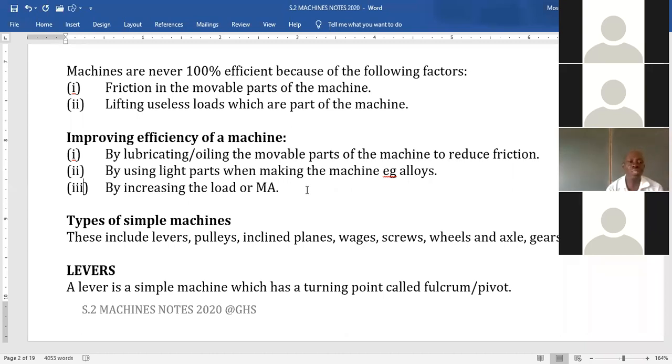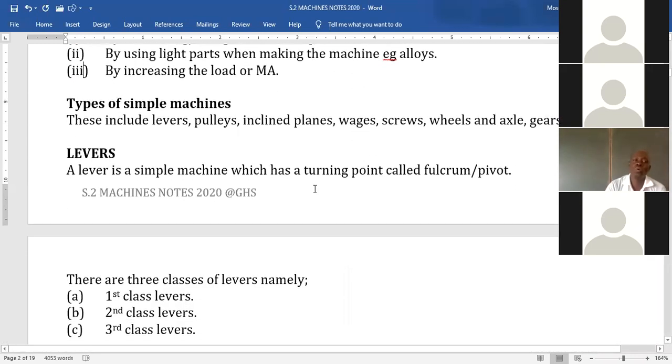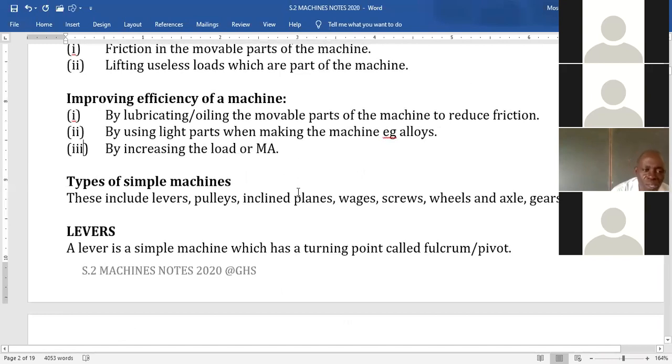Okay. There are 3 ways we can improve the efficiency of the machine. Number 1, we lubricate. Number 2, we make it out of very light parts so that they are not very heavy. Number 3, we make it carry the load it is supposed to carry, rather than carrying less loads. I've given you an example of a car. If mom, dad, everybody, even the baby went in his or her own car, that's wastage of resources. Clear? Yes, teacher. Okay, so I hope we have understood that.